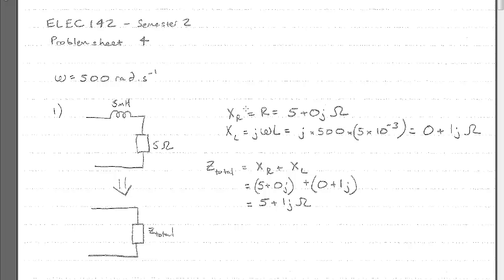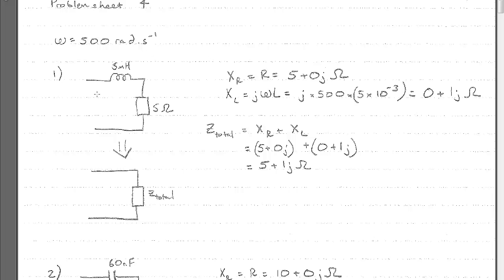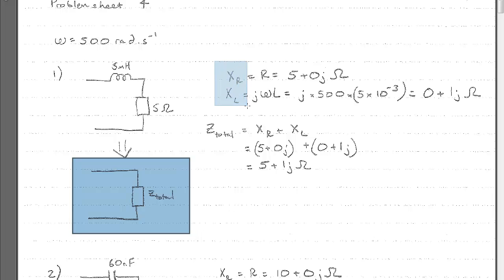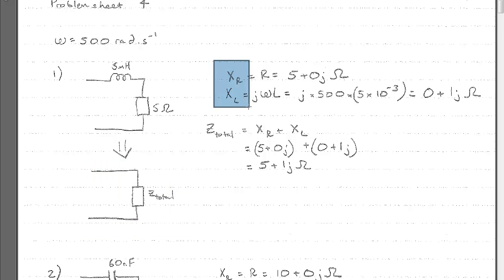So here are the written solutions, which you've got on Vital as well if you want to take a look. So what have I done? I've redrawn my circuit here. We've got our inductor and our resistor, and I want to convert it to become this single complex impedance, which I've called Z total. So the first step, I need to work out the reactances of each of these components. So that's X_R and X_L.